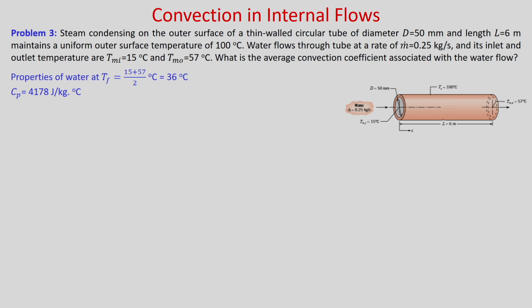So, you can see this is the tube. The outer surface is maintained at 100 degree centigrade and water is flowing through it, m dot is equal to 0.25 kg per second, the inlet mean temperature is 15 degree centigrade, the outlet mean temperature is 57 degree centigrade, and L is 6 meter. So, now we have to calculate the average heat transfer coefficient. The properties of water at Tf equal to 36 degree centigrade are given here; Cp we need for this calculation.